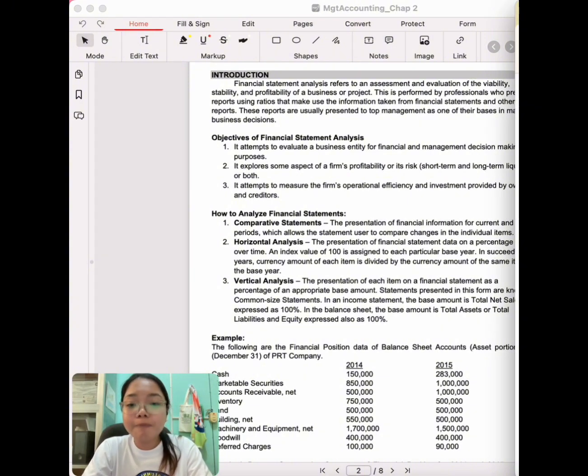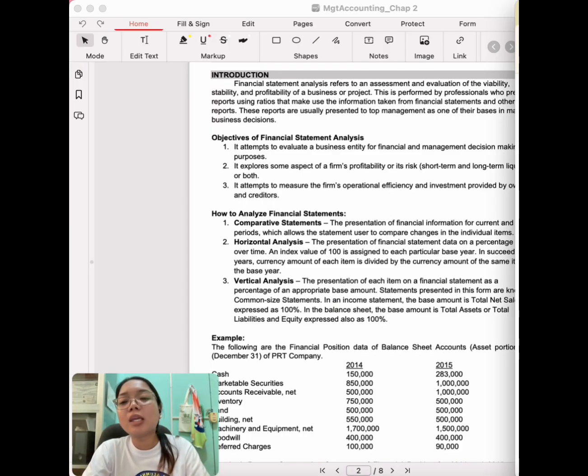And number 3, or the third objective of financial statement analysis, financial statement analysis measures the firm's operational efficiency and the investment provided by owners and creditors. So, we want to know, gaano ba ka-efficient yung management in using their resources entrusted to the company? So, remember these three ideas: decision-making, profitability and risk, and operational efficiency. Ito yung objectives ng financial statement analysis. Okay?